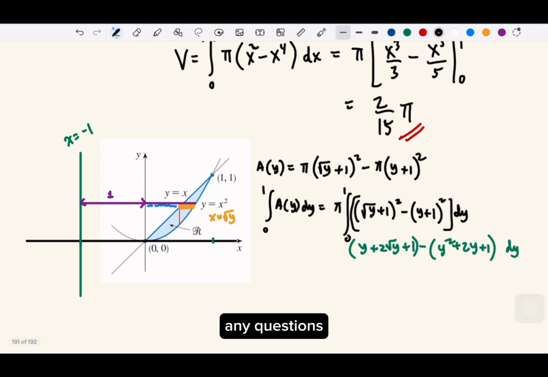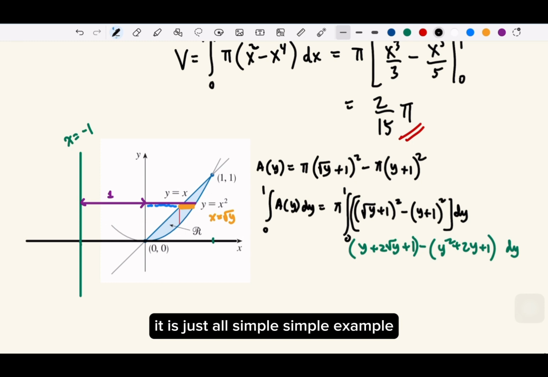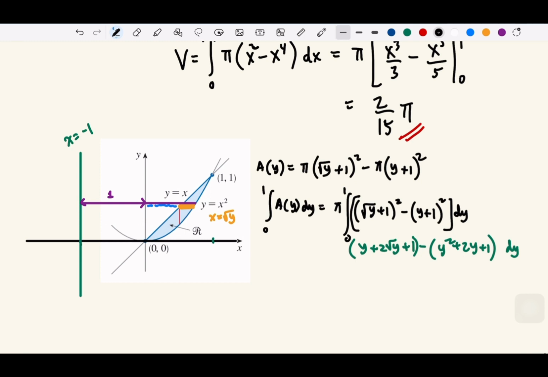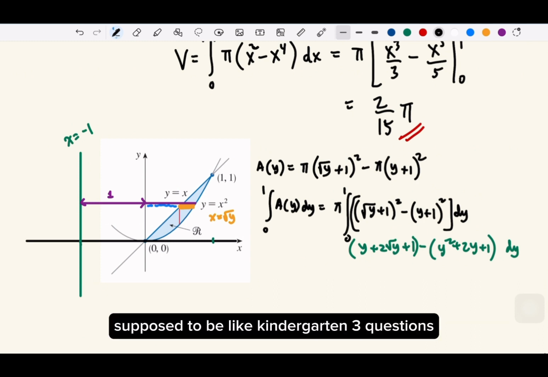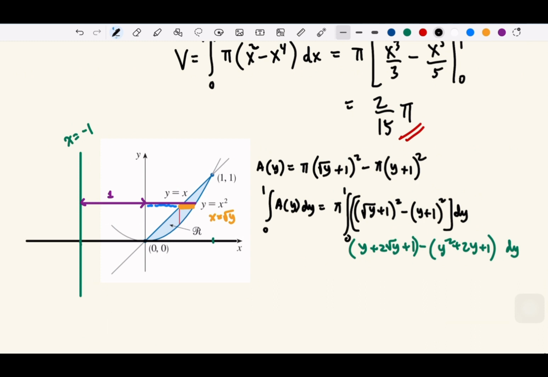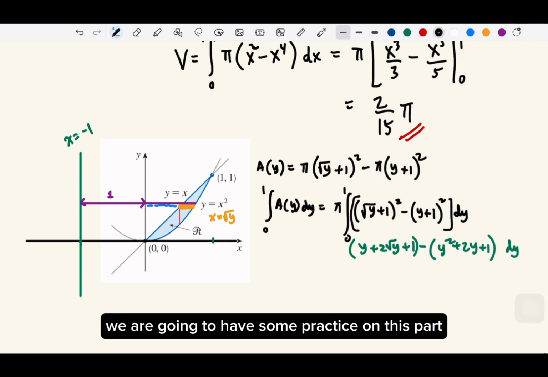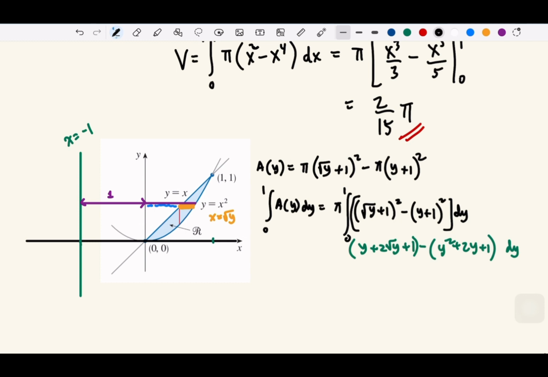Okay, any questions? We haven't yet tried some practice from here. It is all simple examples, supposed to be introductory questions. Okay, maybe later we are going to have some practice on this part. Okay, any questions?